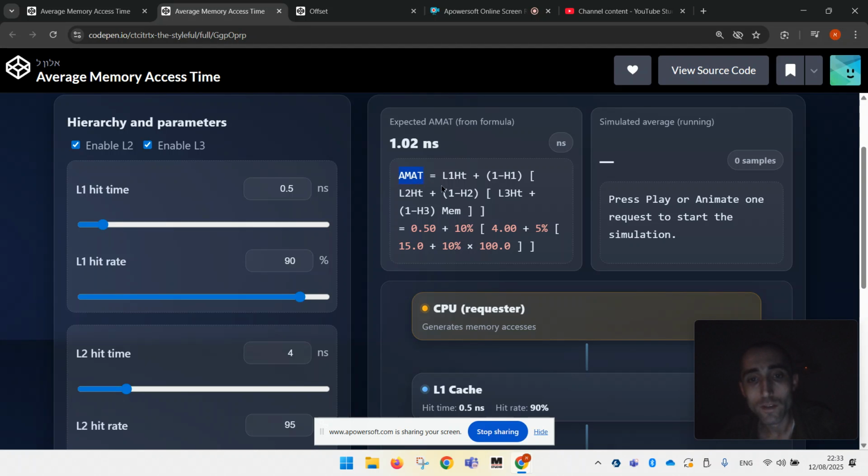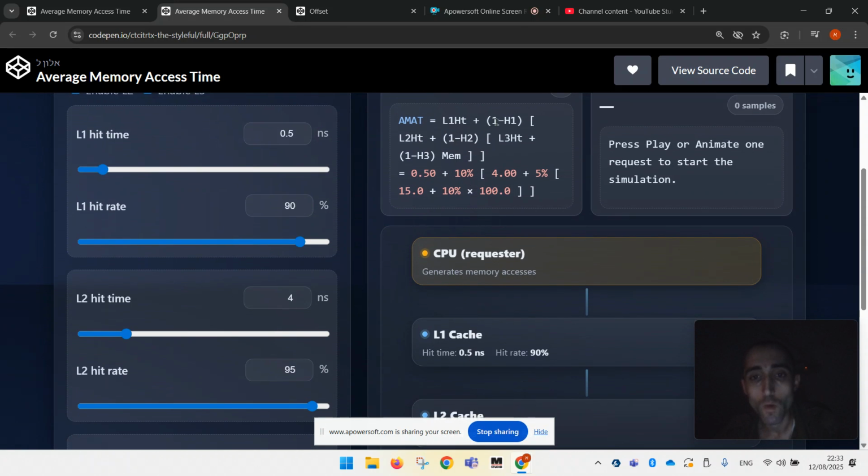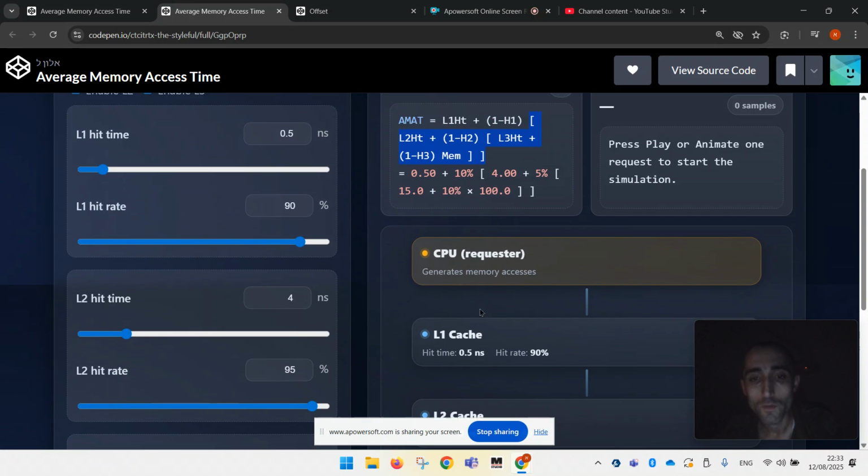The average memory access time is built from the hit time of L1, which in this example is 0.5 nanoseconds, plus 1 minus the hit rate for L1. The probability right over here, I can change it, but for this example, it's 90%. Times all this, you can see the values: 0.5 from here, and 1 minus 90% is 10%. Now all this is multiplied by the L2 hit time. L2 hit time is 4 nanoseconds.